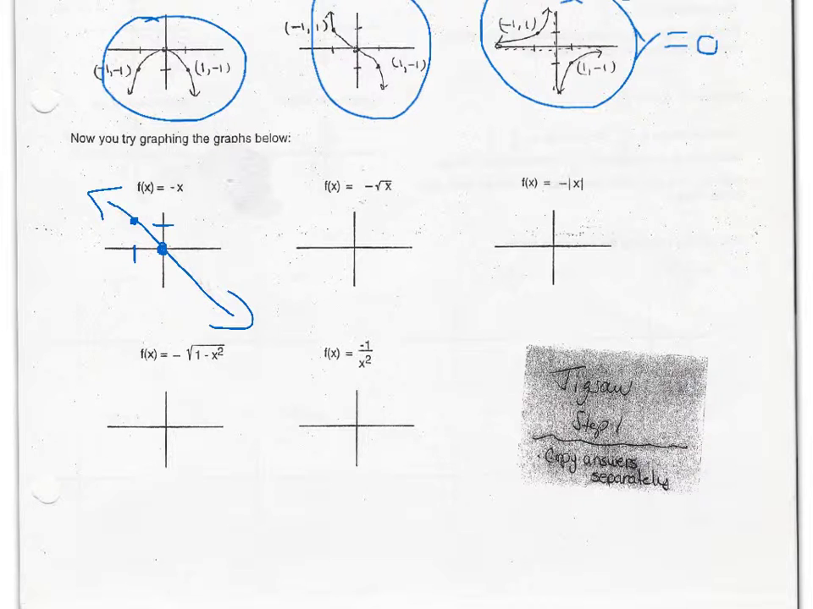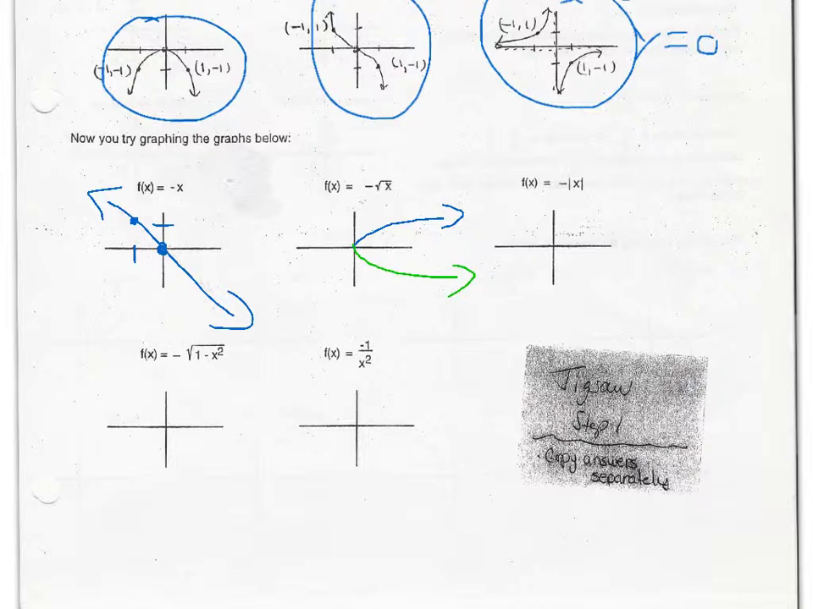Okay, next one you have -√x. Now, in the blue, I'm going to graph just +√x. This is +√x right here. Now that I have -√x, I'm going to put this graph in green so you can see the difference. This just flips over the x-axis. This is what it looks like. So the part in the green, that's the graph.